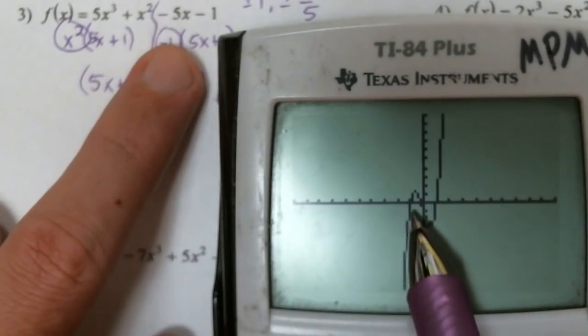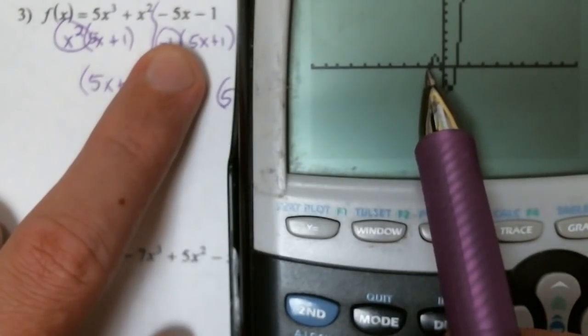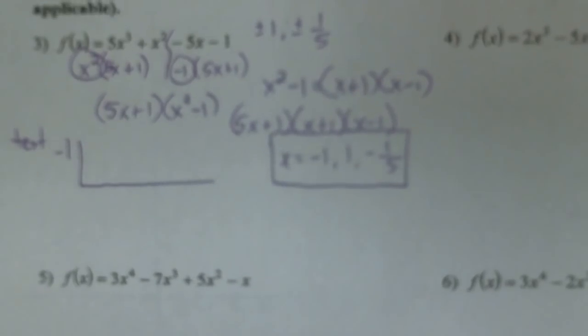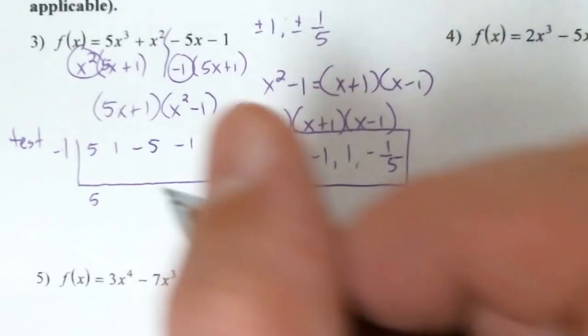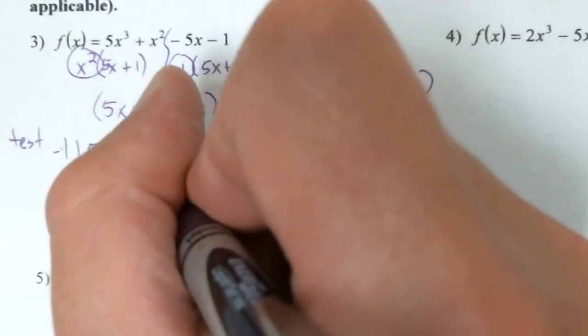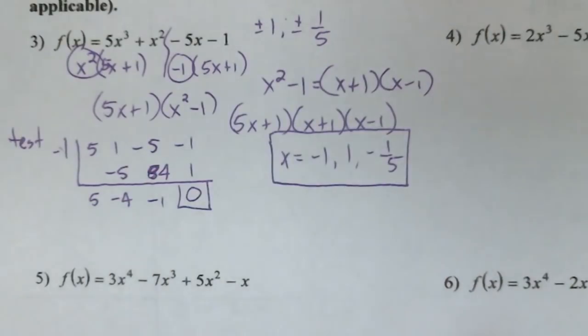It looks like it crosses right there, and we already know the answers, but if you had done this to begin with, it looks like it crosses at negative 1. So let's test that using synthetic division. I have a 5, a 1, a negative 5, and a negative 1. Bring down the 5, multiply negative 1 times 5, that's negative 5, add to get negative 4. Negative 1 times negative 4 is positive 5, add to get 0. Negative 1 times 0 is 0, and those cancel, so I get a remainder of 0.